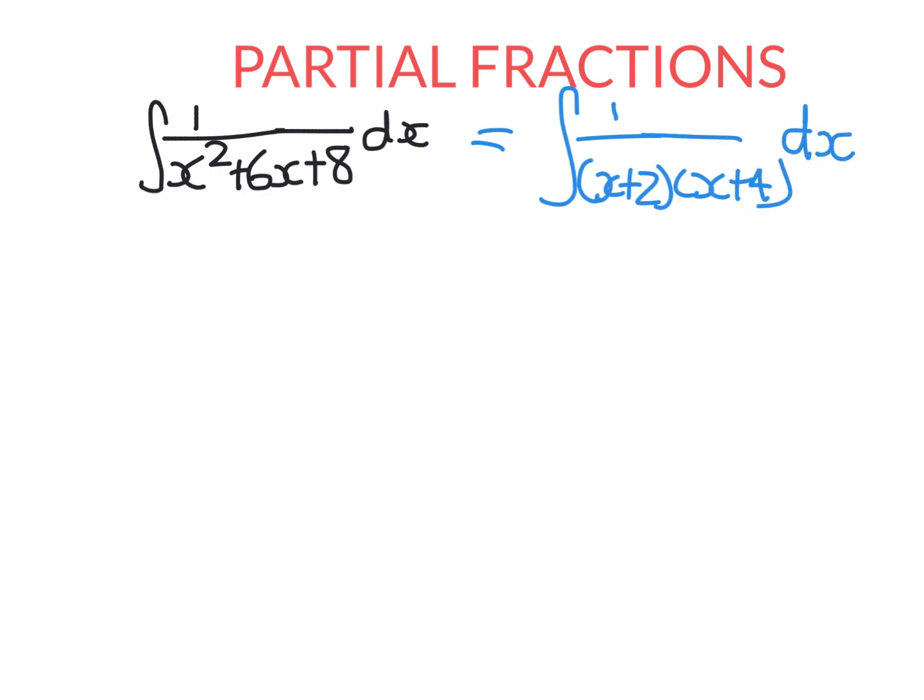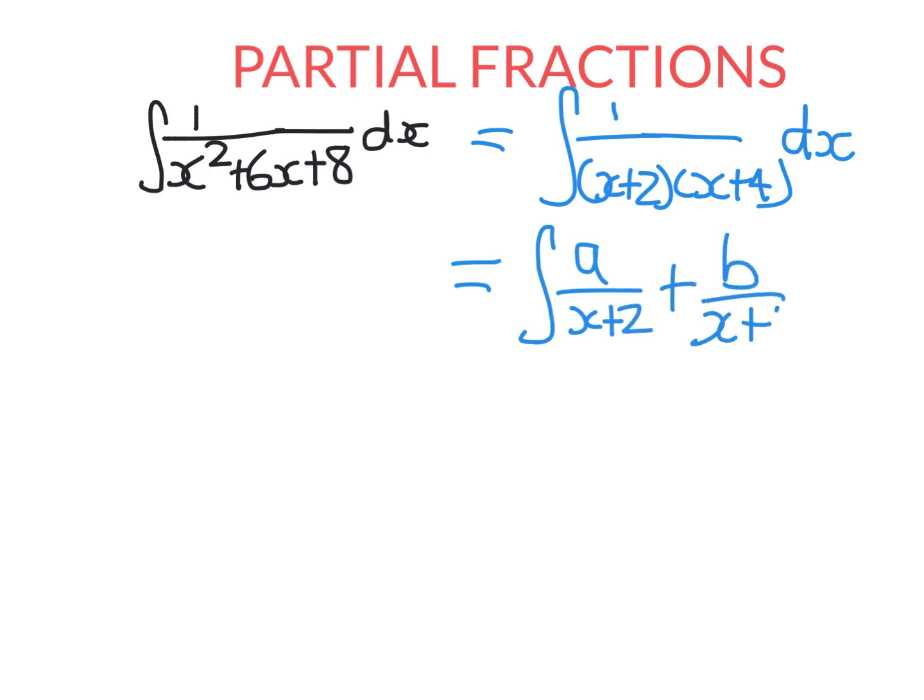In fact, it turns out that integrating sums and differences is much easier than integrating products and quotients. So, is there a way that I can turn this into a sum? It turns out there is, using partial fractions. What I'm going to do is rewrite this integral as something over x + 2 plus something over x + 4, because that is much easier to integrate. So now it just becomes a case where I have to find what A and B are.